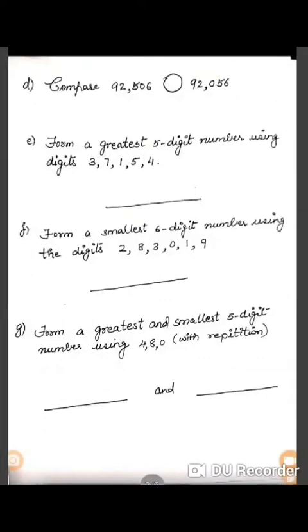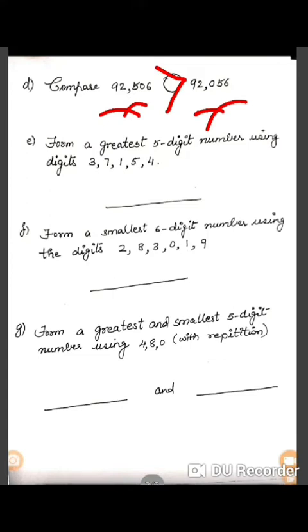Now, let's see the next question, children. In this question, we need to compare. Now, to compare two given numbers, we are going to check from the highest place value of the given number. As you can see over here, my first number, which is written on the left-hand side, has 92,000. And the one which is on the right side also has 92,000. So, we are going to check the next place, which is the hundreds place. Over here, it is 92,506. And over here, it is 92,056. So, what I can see is that 5 is bigger than 0. So, my sign will come on this side.